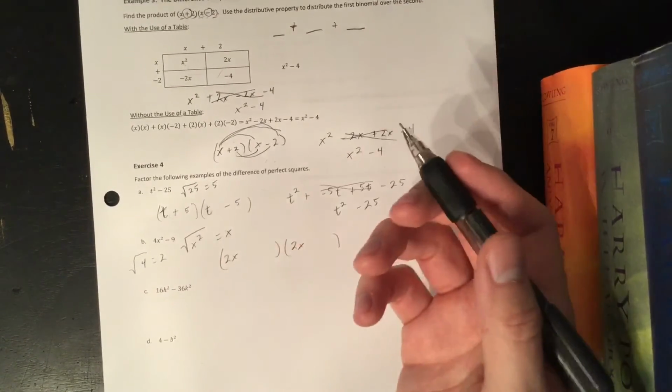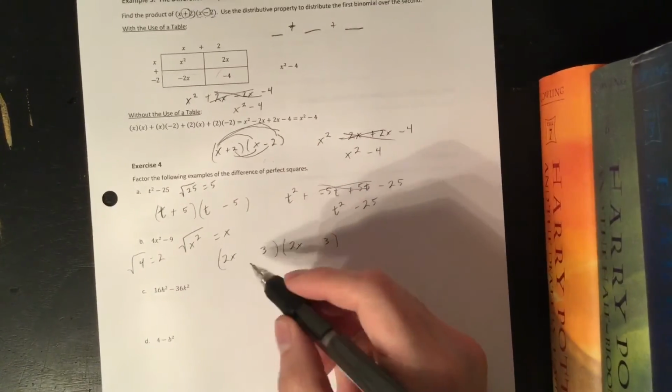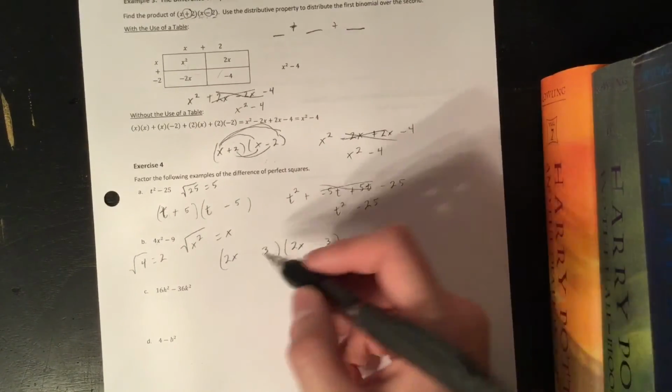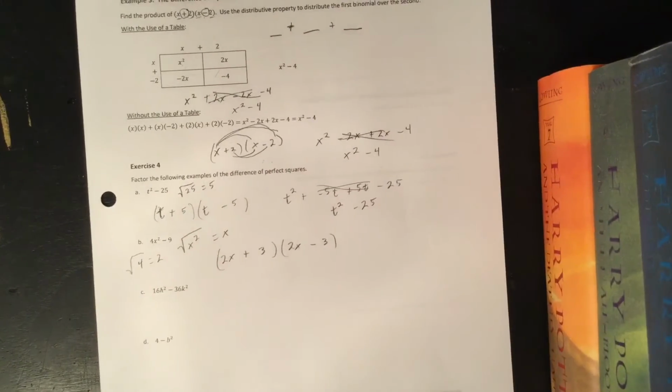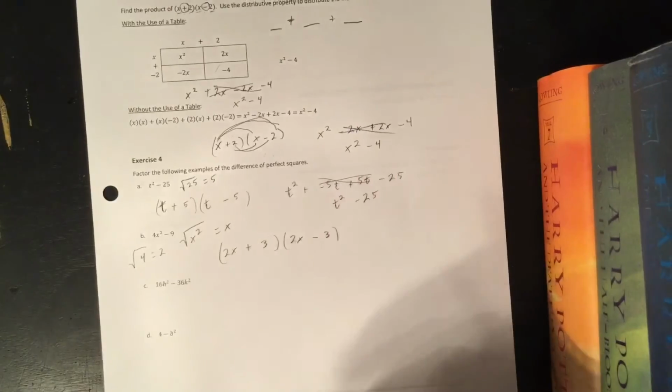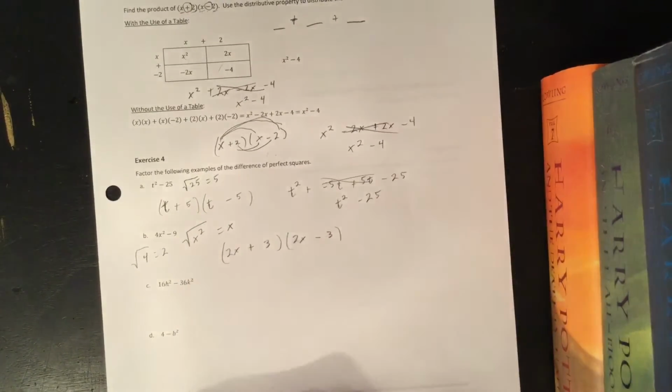The next one, the square root of 9 is going to be 3. So we put a 3 in each one. And then we'd have to put in, one would be a positive, one would be a negative. It doesn't matter which one you do. You just have to make sure that you're alternating that. So that'll end up canceling out the middle term, and that would work.